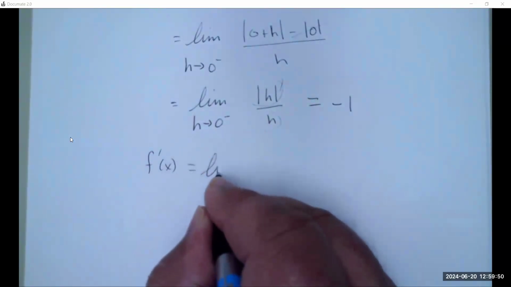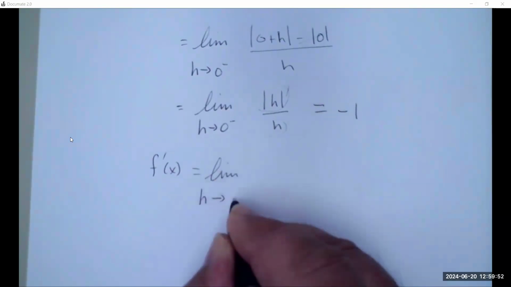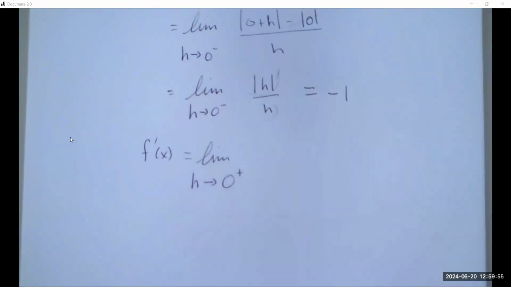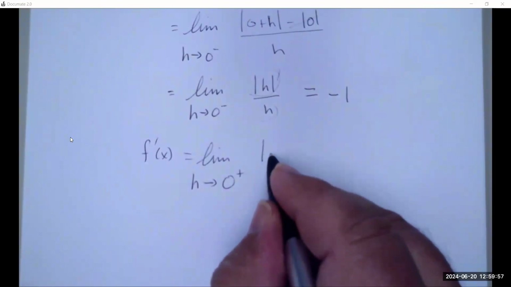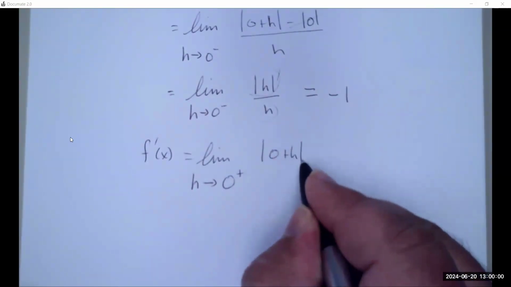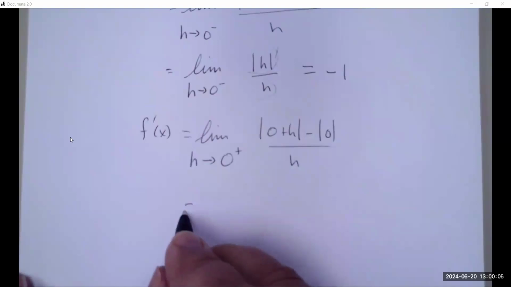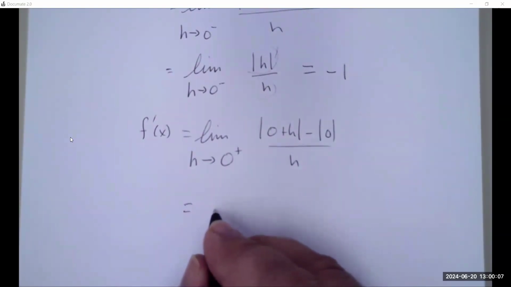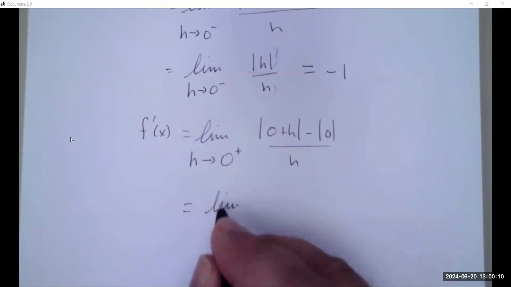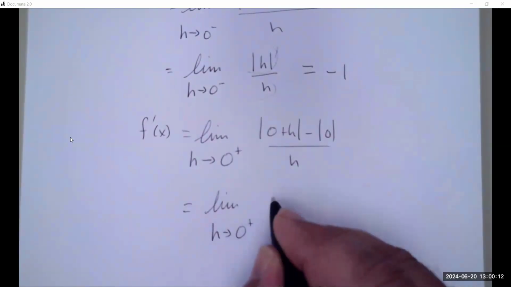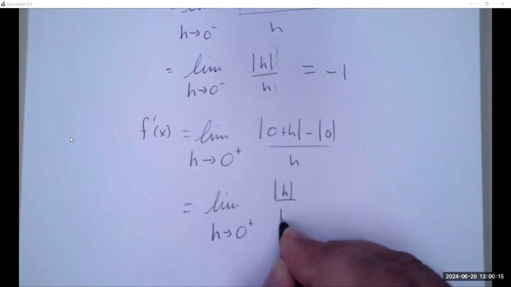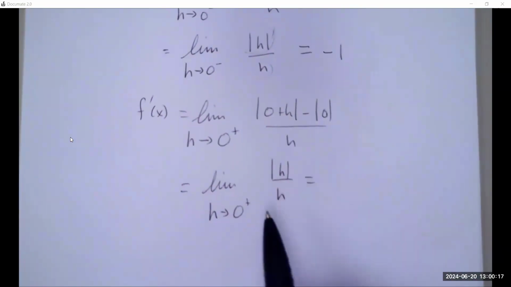So now the other side, if I'm approaching 0 from the right, it's going to be 0 plus h minus 0. It's going to happen the same way. We're going to have absolute value of h over h. They're both positive values, so it's going to be a positive one. Since the two directions don't meet the same thing, the limit doesn't exist.